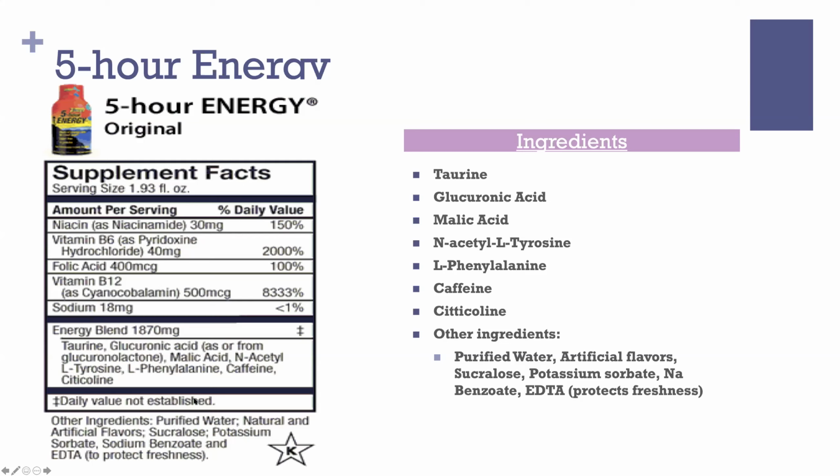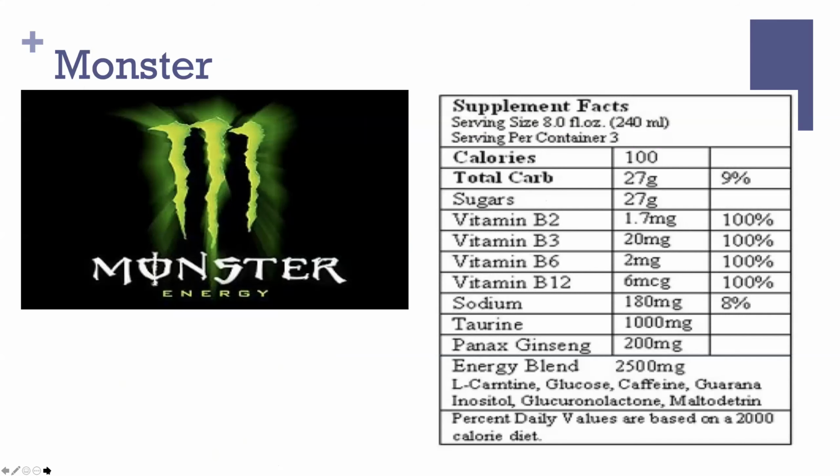Also, it has high amounts of sweetener, and some have sugar. Some have artificial sweeteners, but the thing about it is it's got 1,870 milligrams. So that's not what we want to do. When we look at Monster and compare an older Monster, for instance, it's got 2,500 milligrams of energy blend. And it's got all of these herbal products that are pretty remarkable when you start seeing what they do.